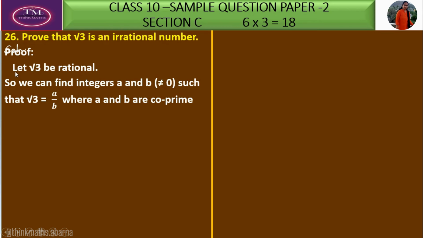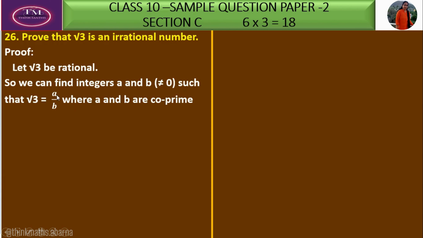Let us assume root 3 to be rational. This is the proof. If root 3 is rational, then it will be of the fraction form a by b. So we can find integers a and b, where b is not equal to 0, such that root 3 is equal to a by b, where a and b are co-prime. This is the first step. What is co-prime? The numbers a and b should be divisible by only one number, that is 1, not any other number. There should not be any common factor for a and b except 1. That is called co-prime.